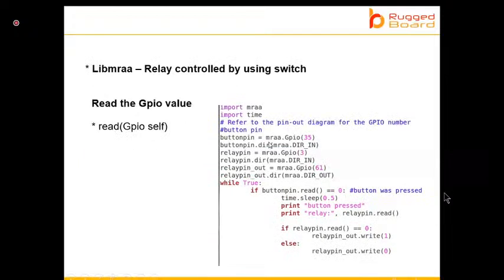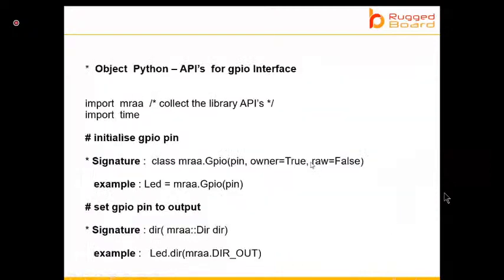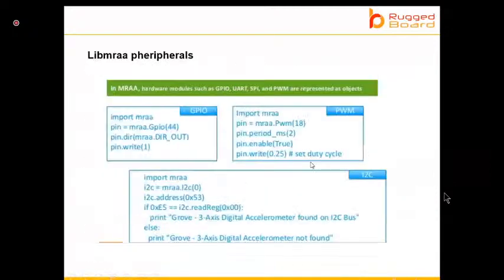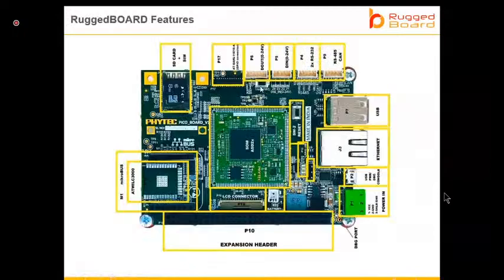So this is a small example of comparing two things. On the rugged board, you have user switches. Here you can see the user switch, user SW1. So using this switch as an input, and the user LEDs are here basically, whenever you press the switch, you can toggle the LED. So this is the sample code for that.